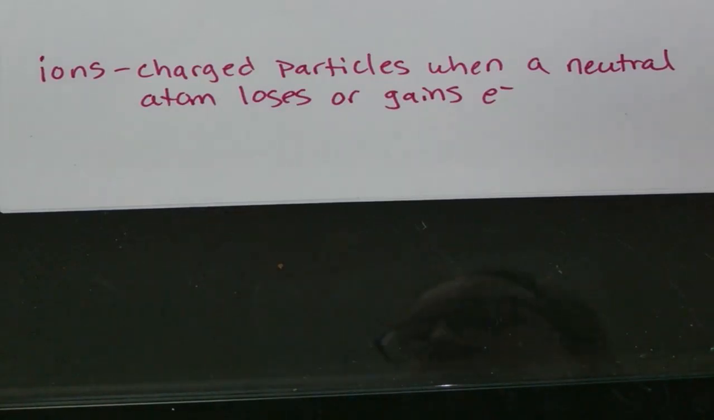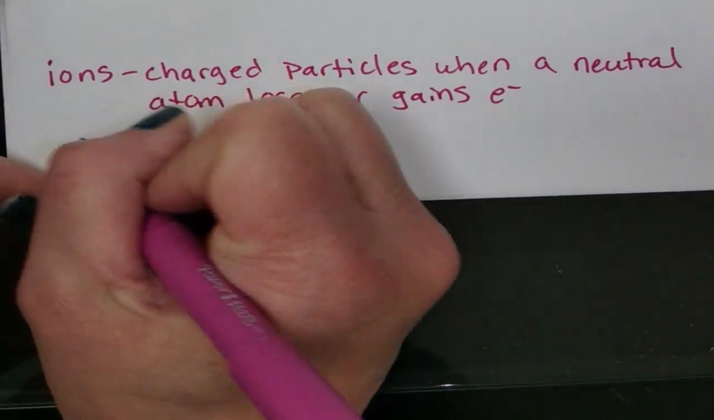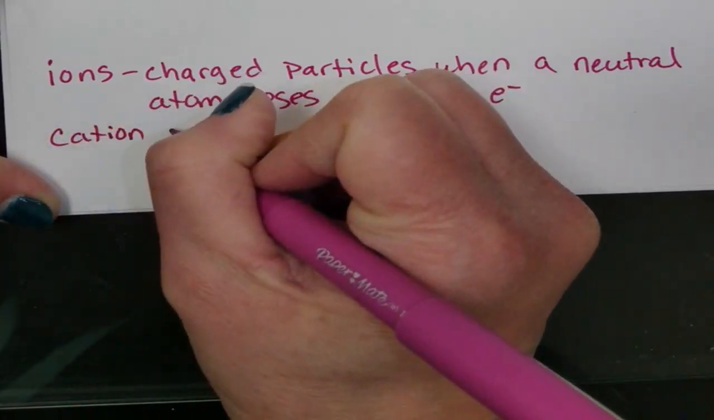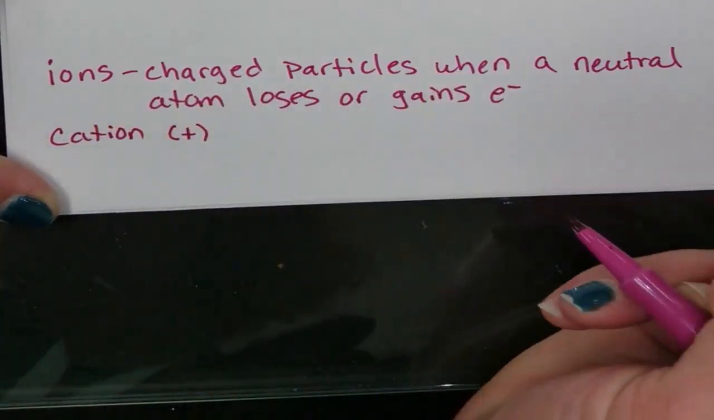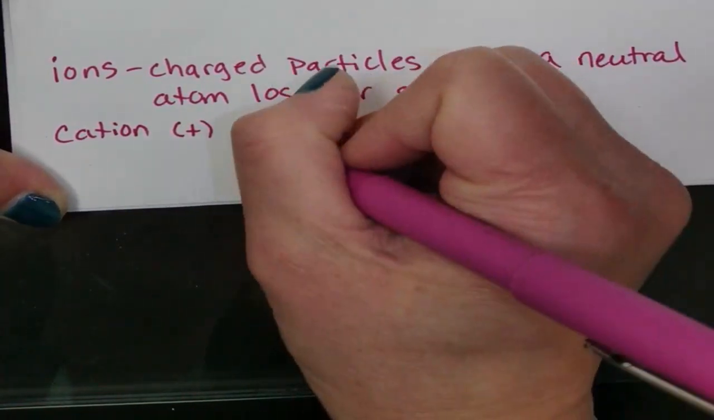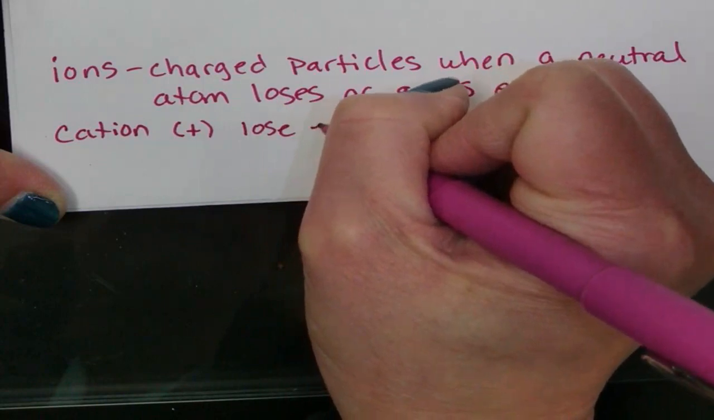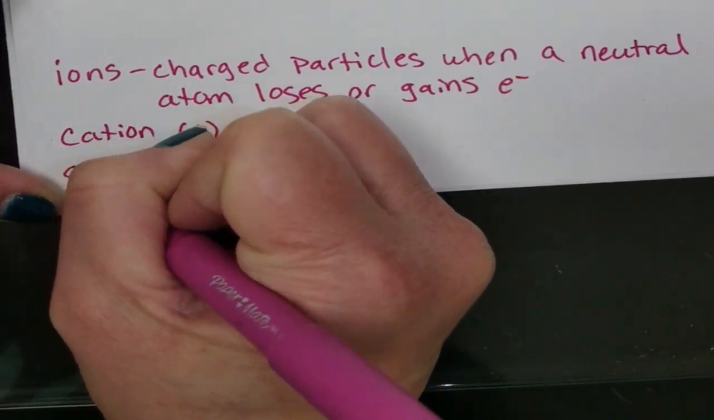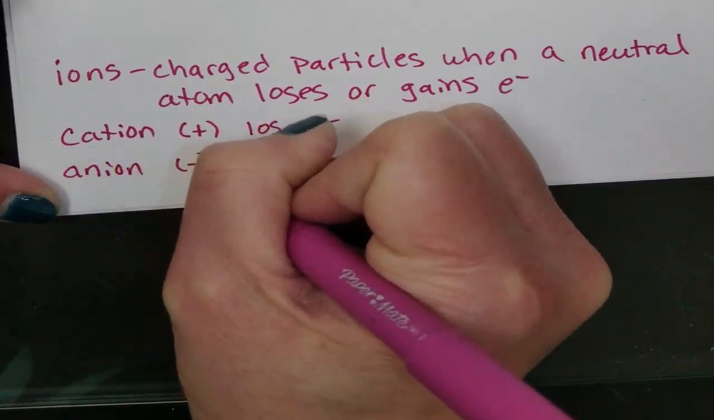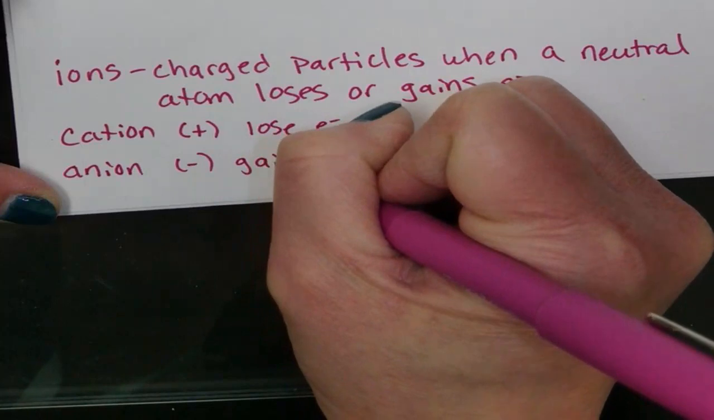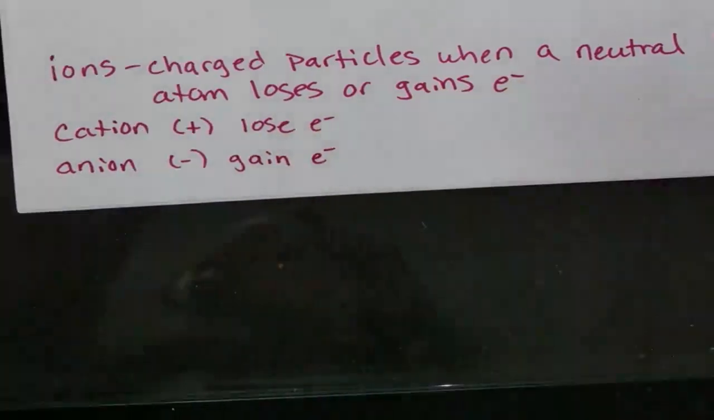And we have two types of ions. We have cations, which are a positive charge because they have lost electrons. We have anions, which are a negative charge because they have gained electrons.